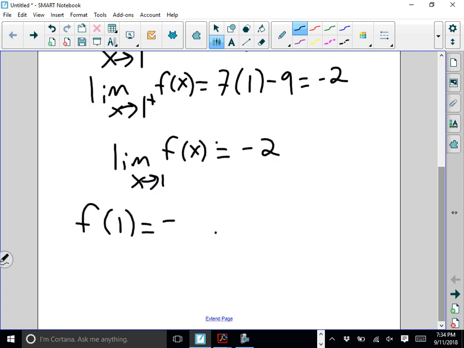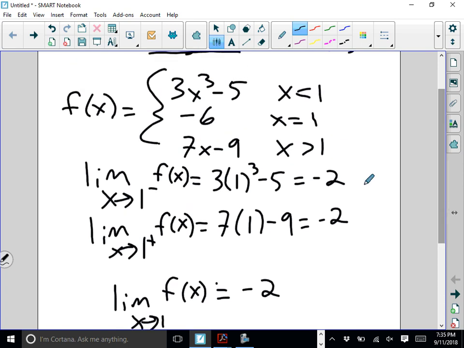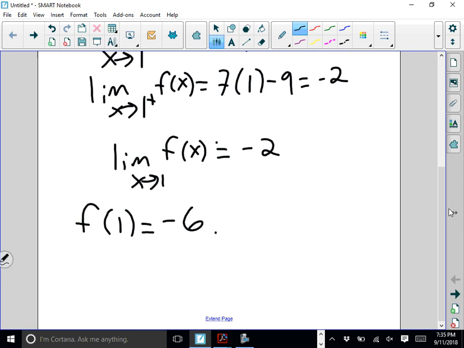Step 2 is about, is our function defined at 1? And the answer is yes, our function is defined. For the actual value where x equals 1, we want to use the piece up here. When x is 1, our f of 1 is negative 6. Okay, so we passed step 2. Step 1 was passed, step 2 was passed.